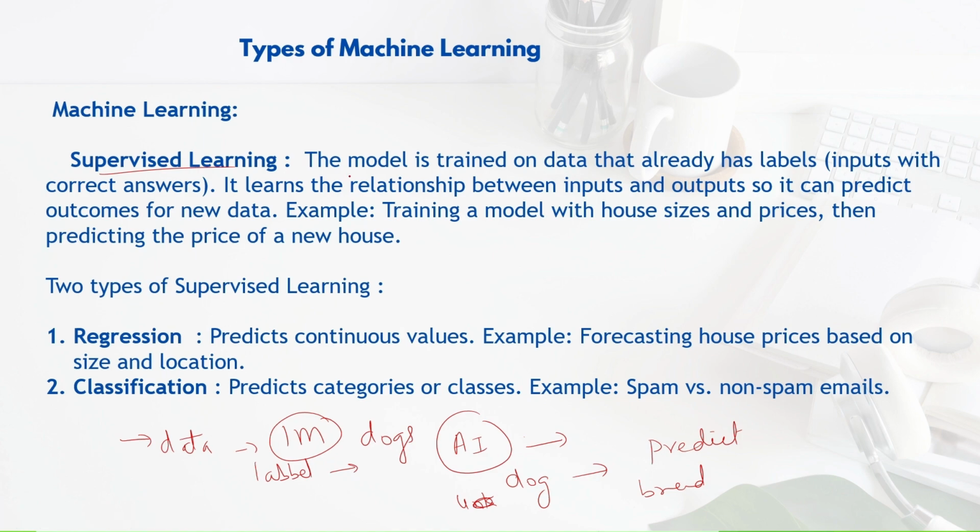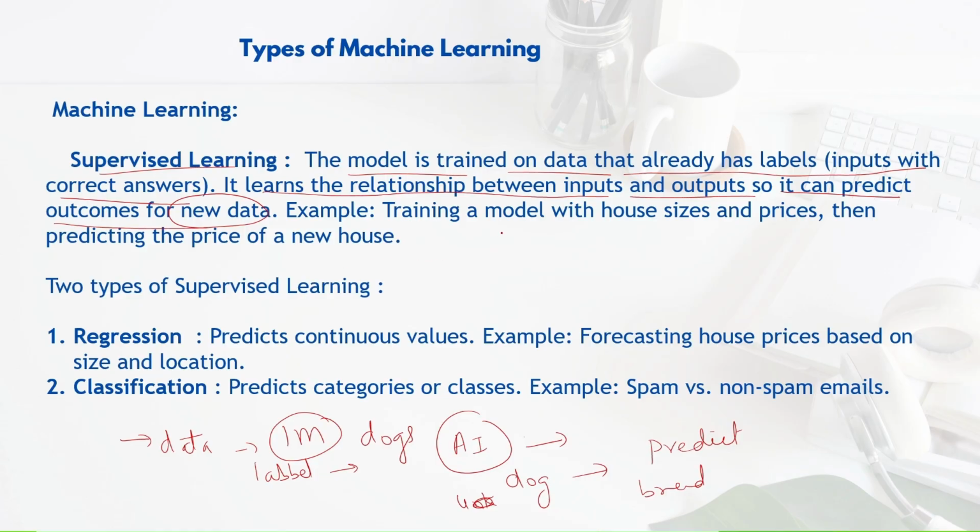Let's read this. The model is trained on data that already has labels, that is, inputs with the correct answer. It learns the relationship between inputs and outputs so it can predict the outcomes of the new data. So when you give a new image, it is able to recognize which breed the dog belongs to.